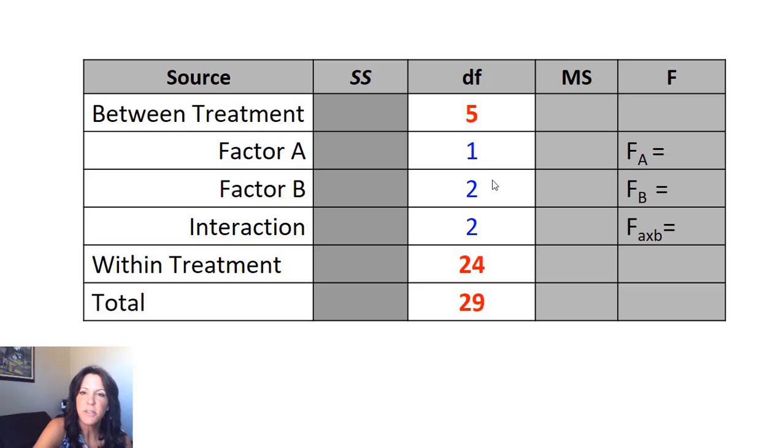And here they are. So we had factor A, 1 degree of freedom, factor B, 2 degrees of freedom, the interaction 2, and if you add those up, they equal 5. Hopefully this gives you a good sense of how to do degrees of freedom. In the next video, we're going to move on with our calculations.